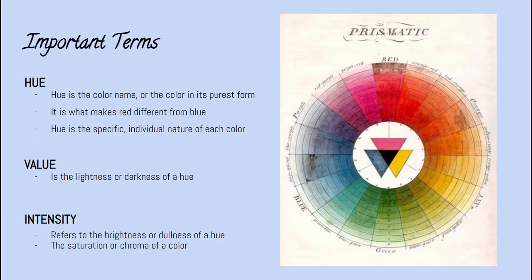Important terms to understand when it comes to color: hue is the color name or the color in its purest form. It's what makes red red and blue blue. It's the specific individual nature of the color. That's hue. Value is the lightness or darkness of a hue, and intensity refers to the brightness or dullness of a hue. That's the saturation or the chroma of a color. And you'll hear all of those three words: saturation, chroma, or intensity.